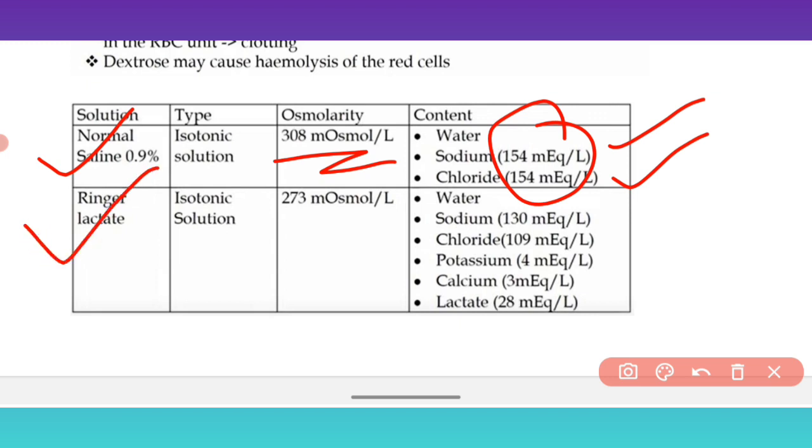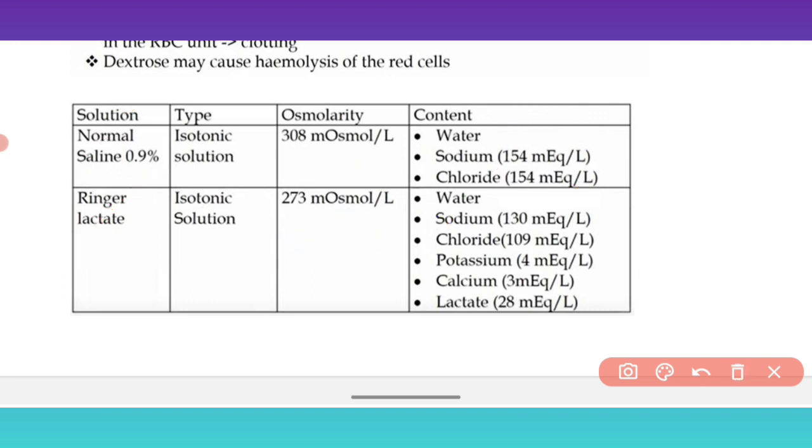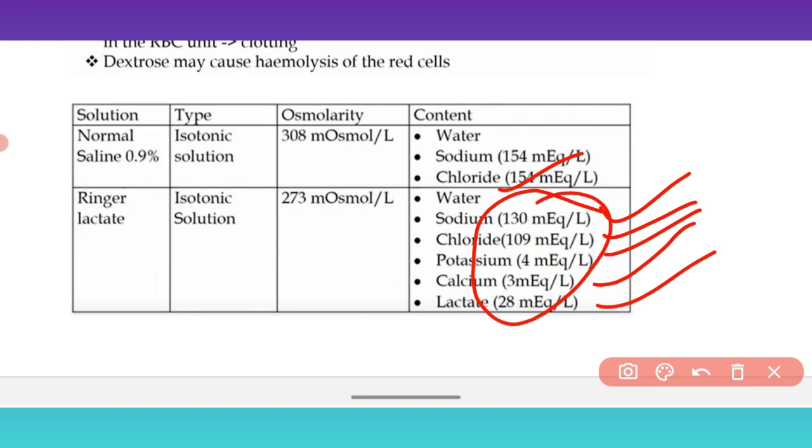And the next one is Ringer lactate. It is also an isotonic solution and its osmolarity is 273 milliosmoles per liter. So what are all the contents present in the Ringer lactate? Water as usual, sodium, chloride, potassium, calcium, lactate, all these substances are present in the Ringer lactate. So if you add all these up, you will get 273 milliosmoles. So 308 and 273 milliosmoles, these are the important golden points. You may get questions related to this also.